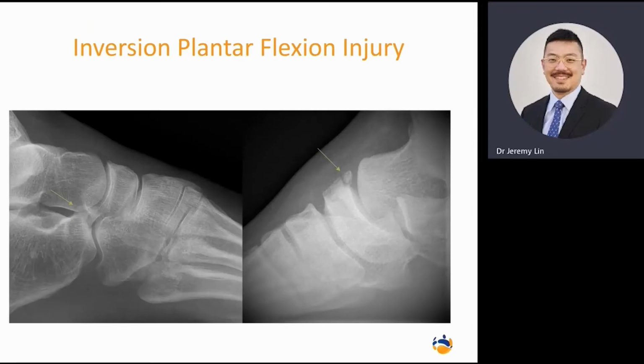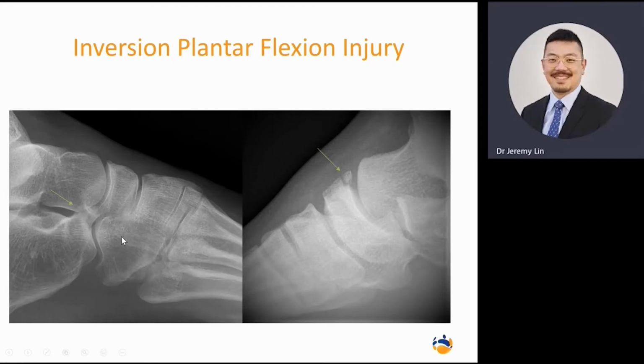So, X-ray. These are some X-ray examples of what happens when you have an inversion plantar flexion injury. On the left-hand side here, you can see that there is a fracture involving the anterior calcaneus. This is also where the bifurcate ligament originates and attaches on the cuboid and navicular.